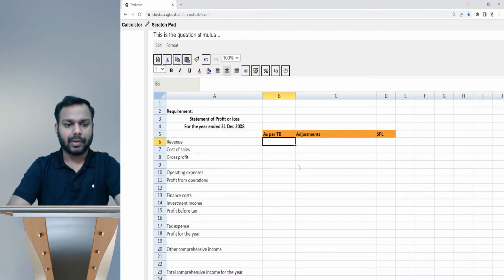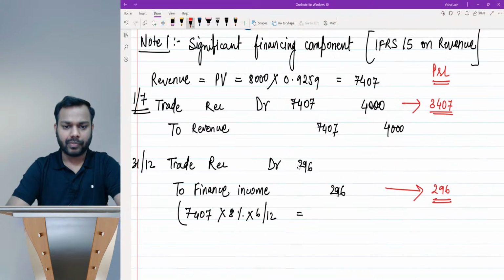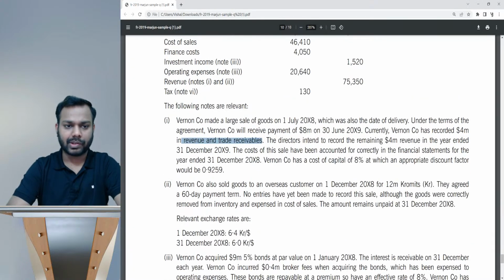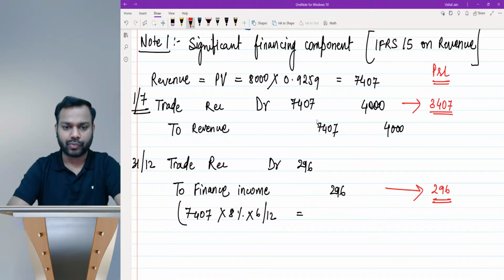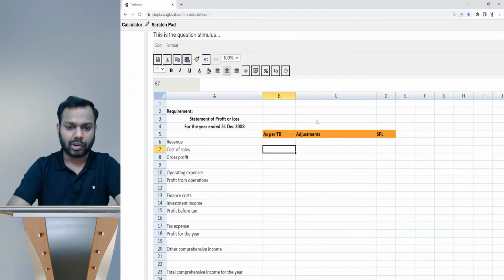Now, let's write the figures. As per the trial balance, cost of sales is 46,410, so let's write cost of sales as negative 46,410.